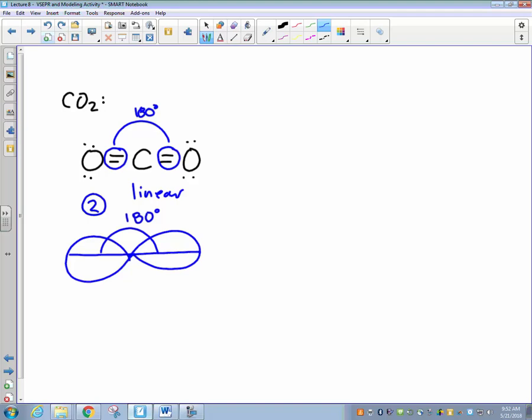Let's take a look now at a second, a little bit more complicated example. Have a look for me, please, at a molecule of sulfur trioxide, that is SO3. So let's go ahead and draw our Lewis dot structure for sulfur trioxide. We have a single central sulfur atom and 3 oxygens around the outside.